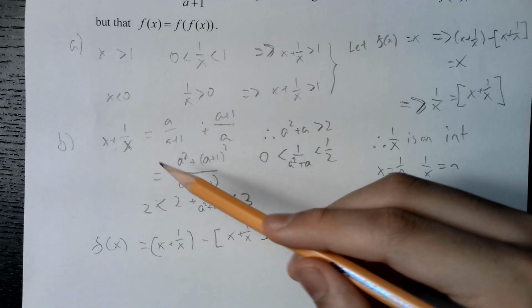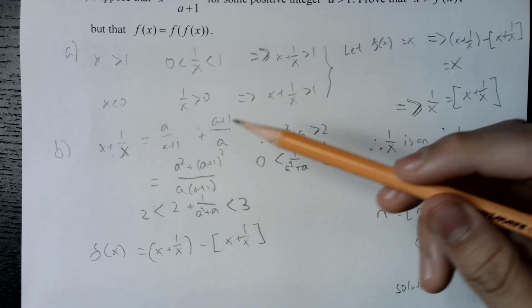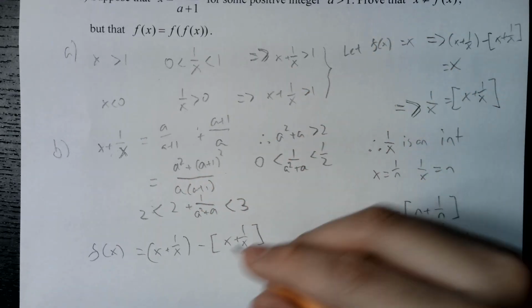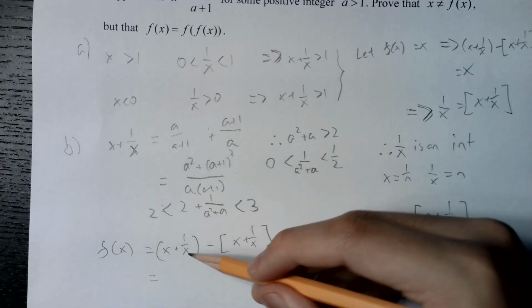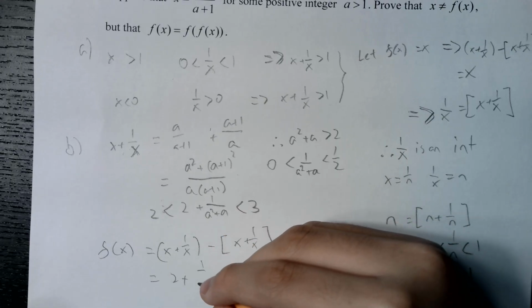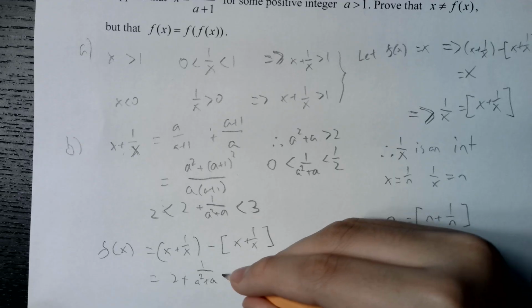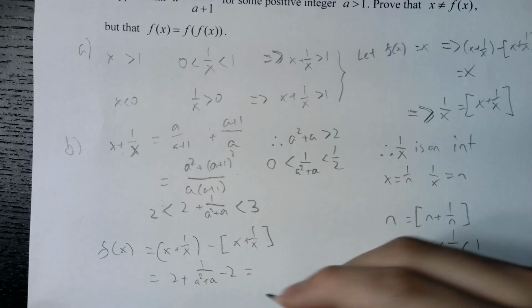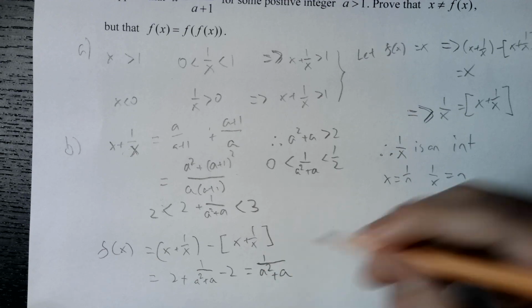So when you put this value into square brackets, it'll obviously be equal to 2, which is the lowest integer it can be. So after we plug in this here to here as well, we can get 2 plus 1 over (a squared plus a), and this is going to be minus 2, sorry, and this is going to be just equal to 1 over (a squared plus a).